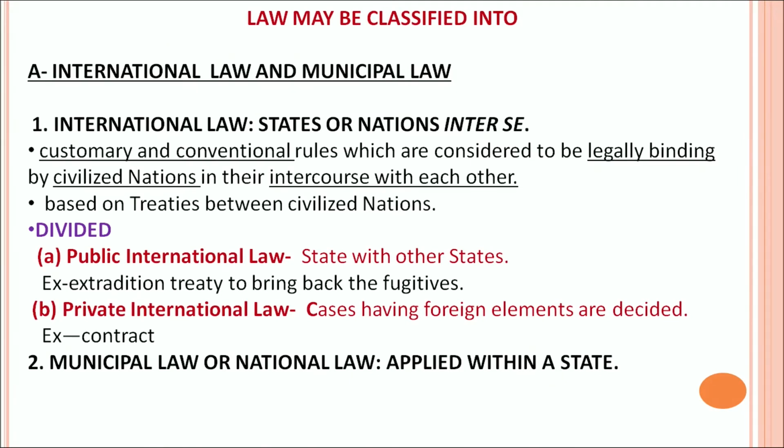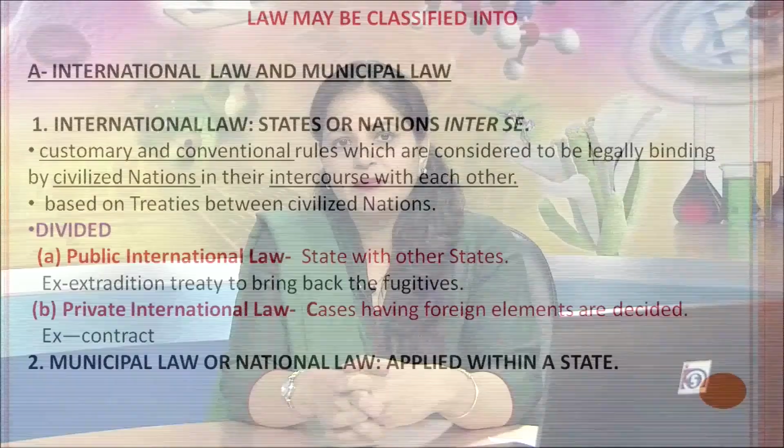The second category is the private international law. It deals with cases having foreign elements, and how they are decided. Say, for example, a contract between an Indian and a Pakistani, and supposing it takes place in Ceylon, and we have to decide what rules will be applicable. So we have to always rely on the private international law.